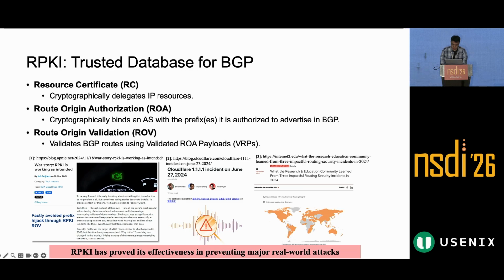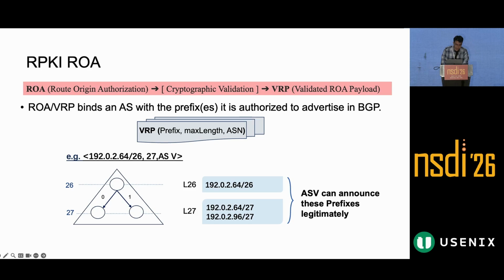And the core of RPKI relies on resource certificates to delegate IP resources and ROAs to bind an AS to its authorized IP prefixes, and route origin validation, that is ROV, to validate BGP routes using validated ROA payloads. And currently, RPKI has proved its effectiveness in preventing major real-world attacks. Before we dive into the detailed problem, let's take a look at ROA and ROV.